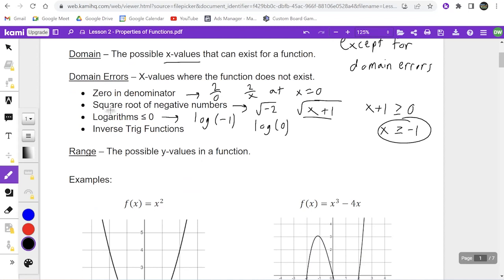Basically, for domain errors, there's an easy way to find it. You just plug in the values for x, you're good. For range, look at the graph. That's the easiest, and right now, not the only way to find it, but definitely the only way I'm going to ask you to find it.